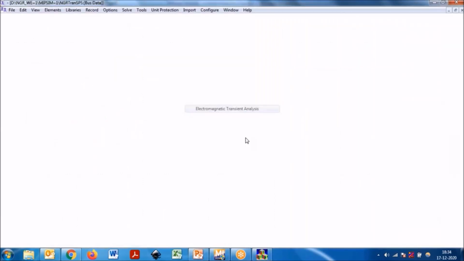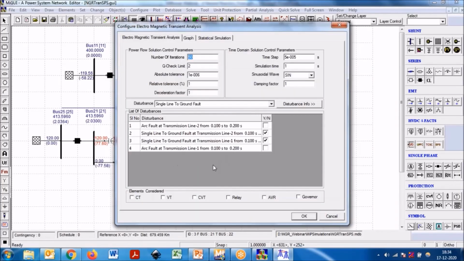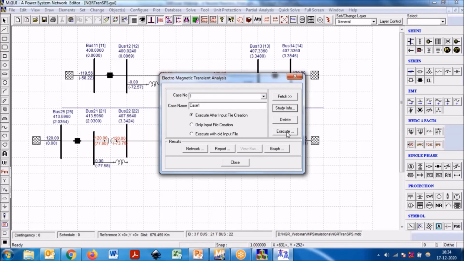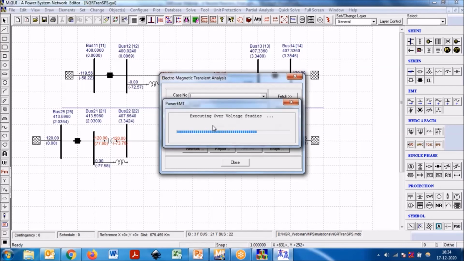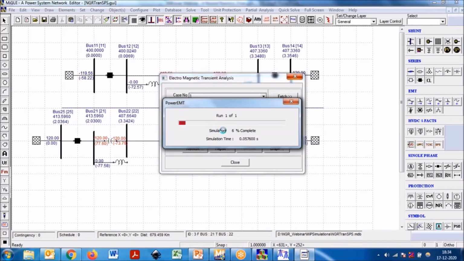So here you can see, I'm just trying to create an arcing ground fault on both the lines. Just this case, I would like to show.